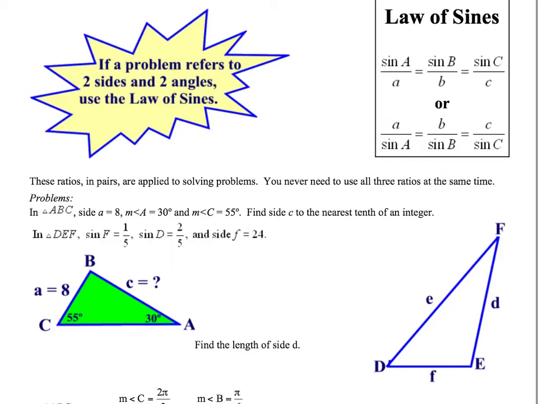One thing to realize is that you only use two proportions at once. You will never use all three at once. Little letters represent sides. Capital letters represent angles. And the side is across from the angle when we label our triangles.